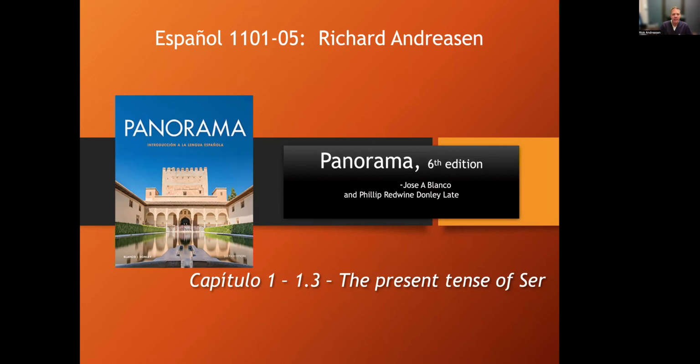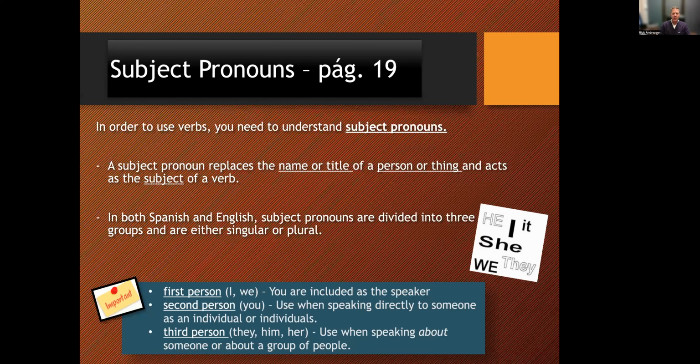I'm going to be talking today about the verb ser, which means to be in Spanish, section 1.3 in our book Panorama. We're going to start talking about verbs and pronouns, and so we're going to give an overview of what that is. Again, if you're familiar with these concepts in English, it's going to be much easier. But we're going to talk about subject pronouns.